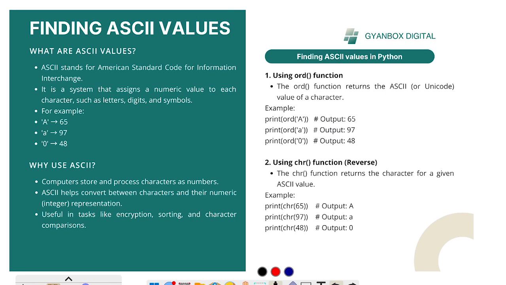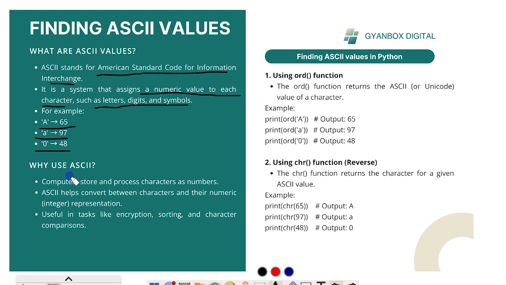Now moving ahead, let us find ASCII value. First of all, what are ASCII values? ASCII stands for American Standard Code for Information Interchange. It is a system that assigns a numeric value to each and every character like letters, digits, symbols, special symbols, even spaces. All these things have a numeric equivalent value mentioned in this ASCII table. For example, capital A has ASCII value 65, small letter a has ASCII value 97, 0 has ASCII value 48. So these values are predetermined in this ASCII table.